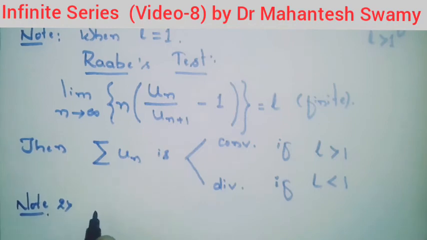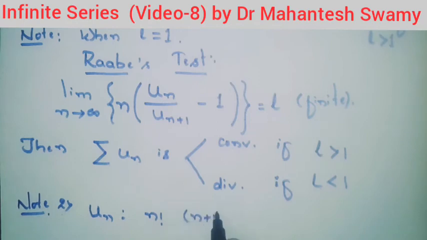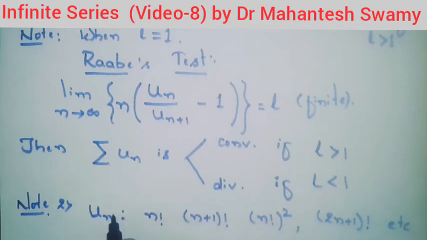So when the nth term of the series is u(n), and u(n) contains terms like n factorial, for example, or (n+1) factorial, such factorial terms, even (n factorial) whole squared, or (2n+1) factorial, or (2n) factorial, etc. If such terms are present in the nth term, then go for the ratio test.